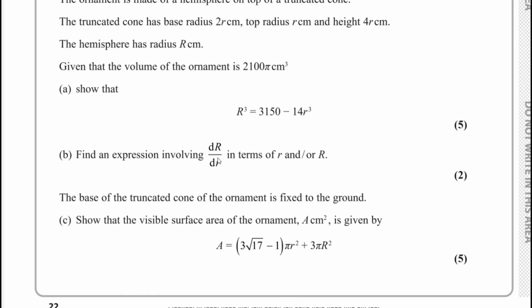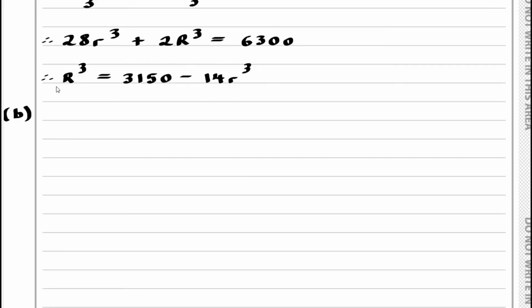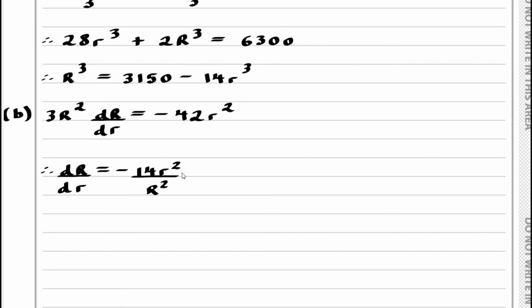Part B, find an expression involving dR over dr in terms of r and/or capital R. What we can do is differentiate implicitly. If I differentiate big R cubed with respect to little r, that's 3 big R squared multiplied by d big R over d little r. And if I differentiate the right hand side, I end up with negative 42 r squared. So therefore, d big R over d little r is equal to minus 14 r squared over big R squared.